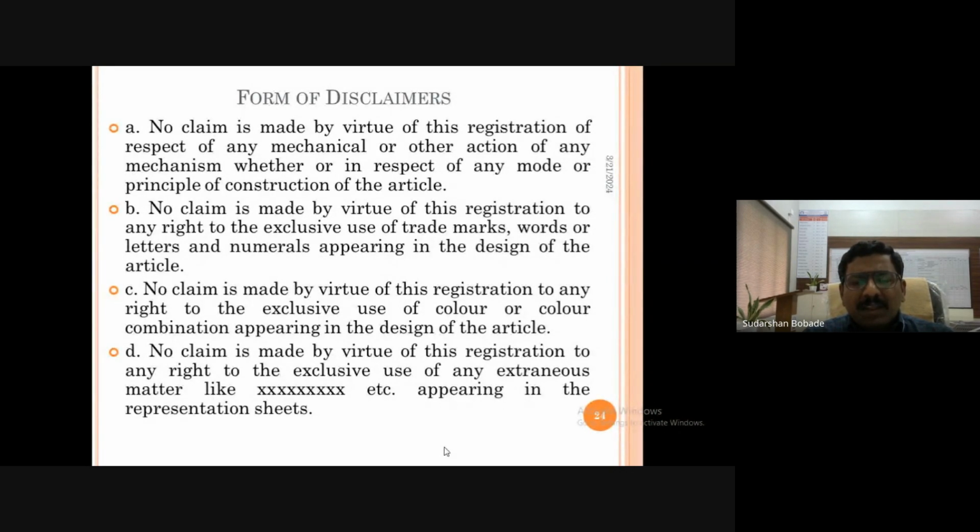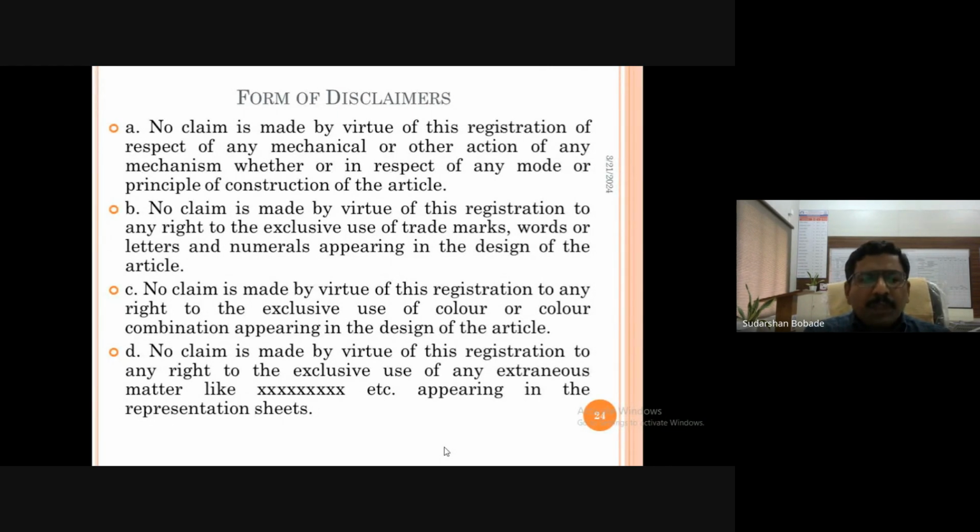So it is better to not claim the color or color combination in this particular application, so that you can go for a different application and that application will also get granted. So this is the concern related to the color combination.